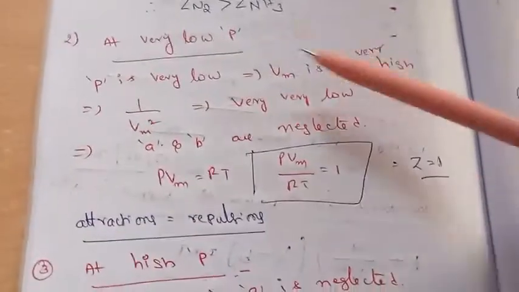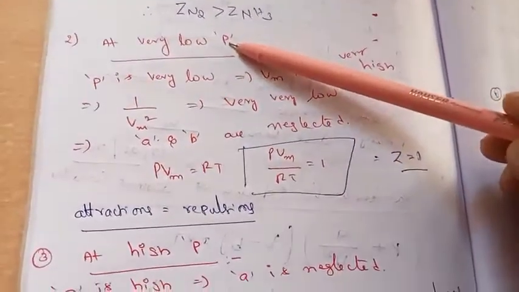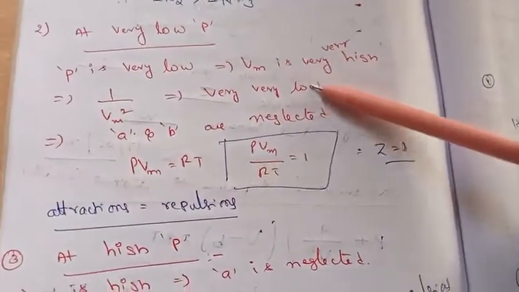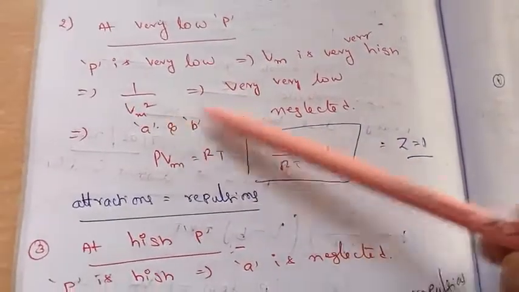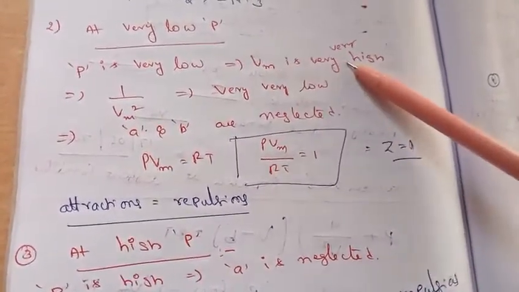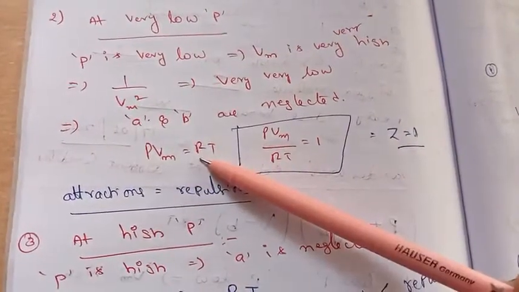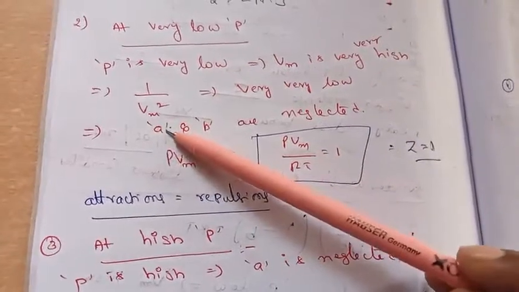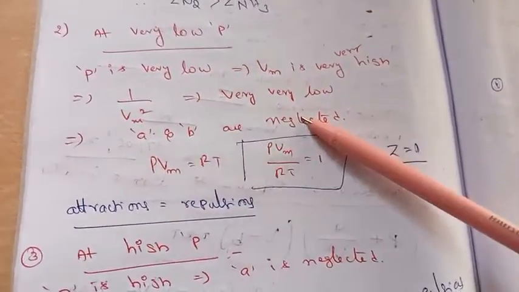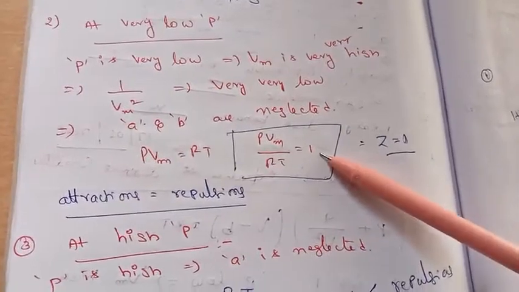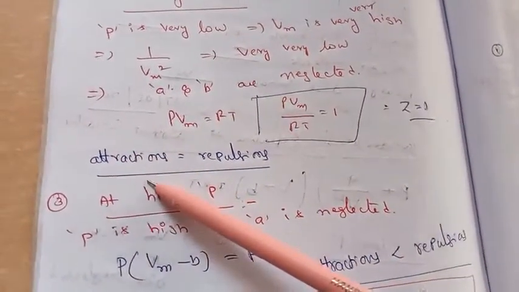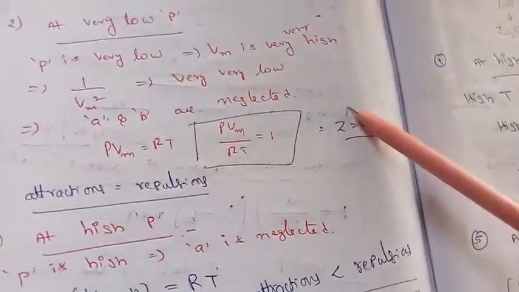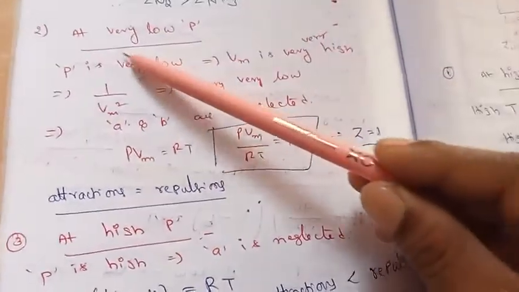And the second condition: at very low pressure, what will happen? P is very low, so Vm is very high. That's why PV = RT. At very low pressure there are no intermolecular interactions, and a and b are both neglected. So PV/RT = 1. There are no attractions or repulsions, or we can consider them equal. So Z equals 1 at very low pressure.